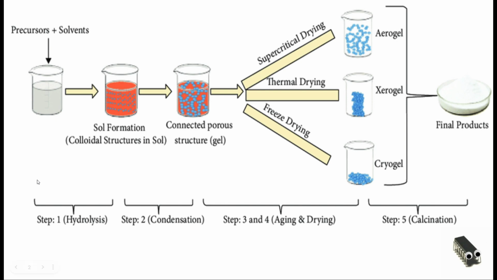So the first step of the sol gel method involves hydrolysis, where you take a precursor solution which will have the starting material that provides the essential elements needed to form the desired nanoparticle. For example, for gold synthesis, we use chloroauric acid, which contains the gold ions, and for titanium we use titanium alkoxide.